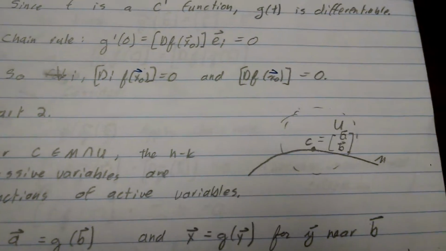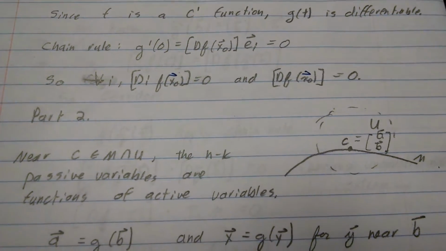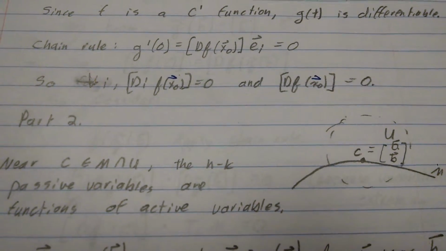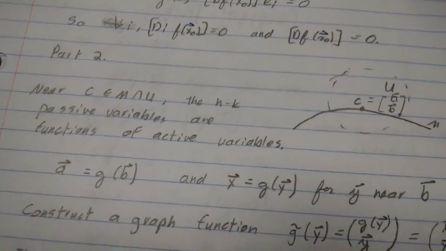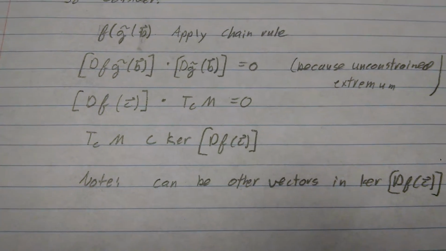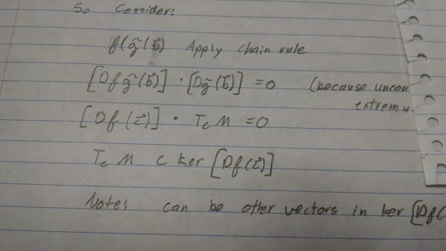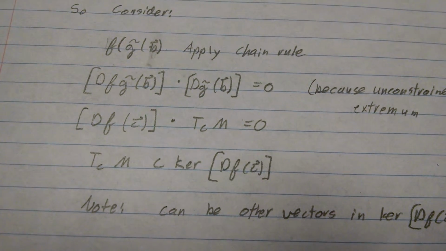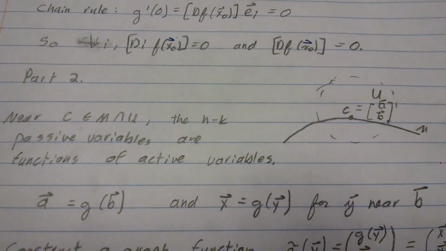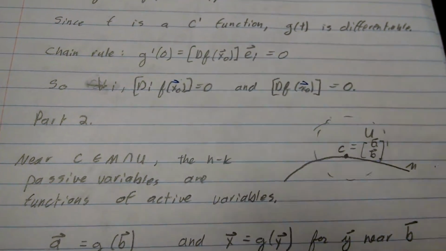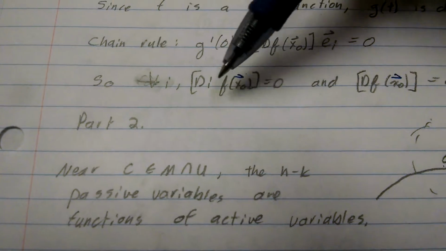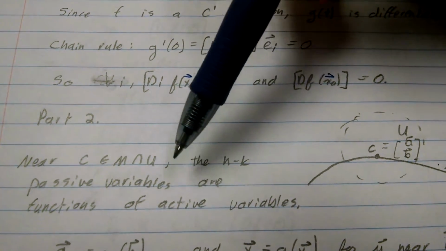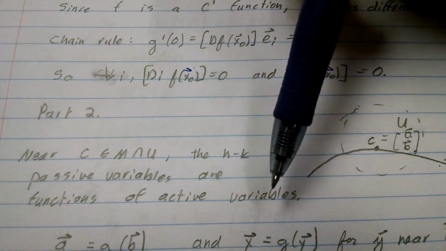For the next part, we're going to consider the function f and find out the interesting fact that we're ultimately trying to show. What we're going to get to is that the tangent space of a manifold is in the kernel of the derivative of f at c, where f is constrained to be on the manifold. So, near the point c on the manifold, the n minus k passive variables are functions of active variables.